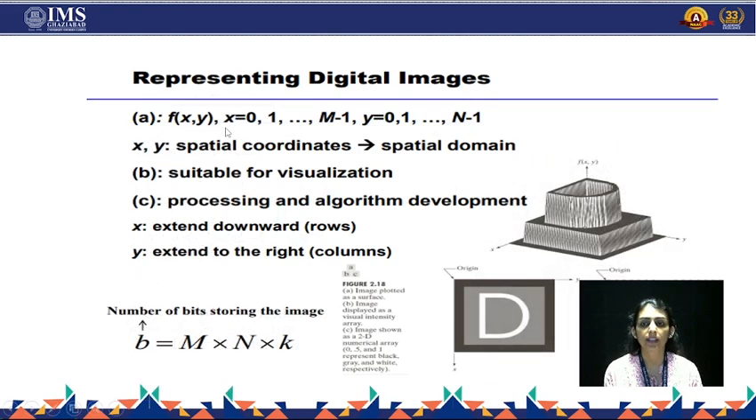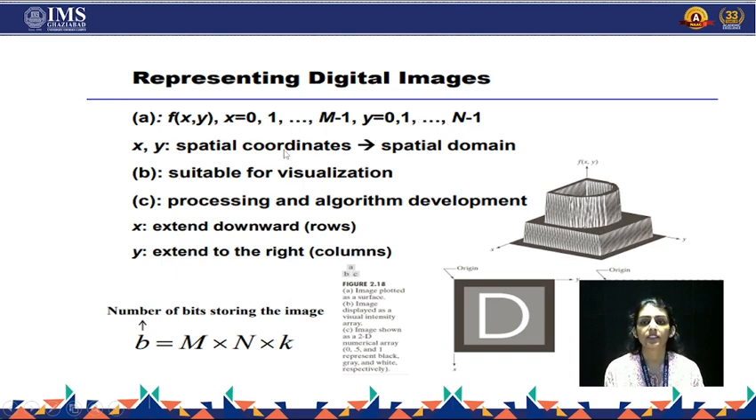Now how do we represent the digital image? The function is f of x, y, where x ranges from 0 to M minus 1 and y ranges from 0 to N minus 1. Why N minus 1? In x we have a maximum of M pixels, so the range is from 0 to M minus 1, and in y we have N pixels, so the value ranges from 0 to N minus 1.